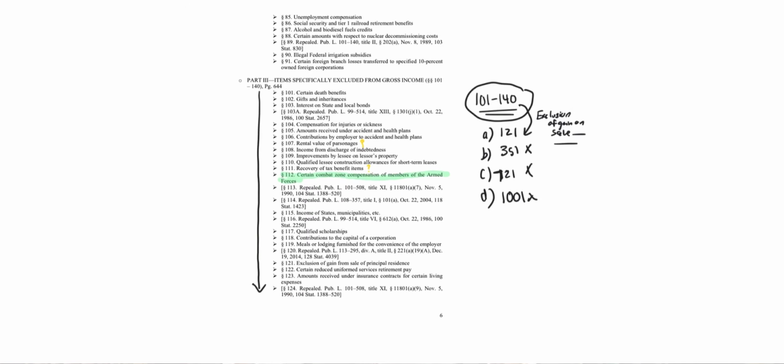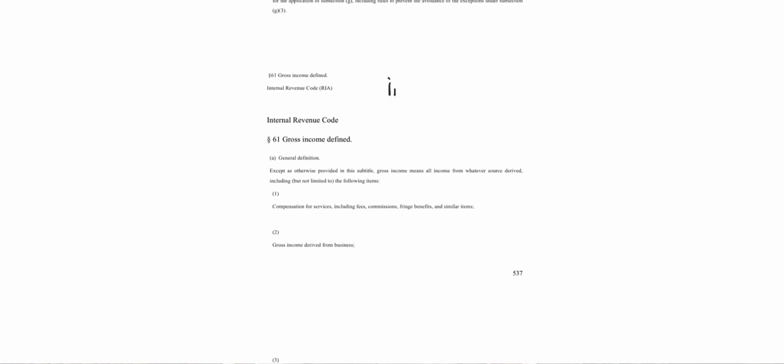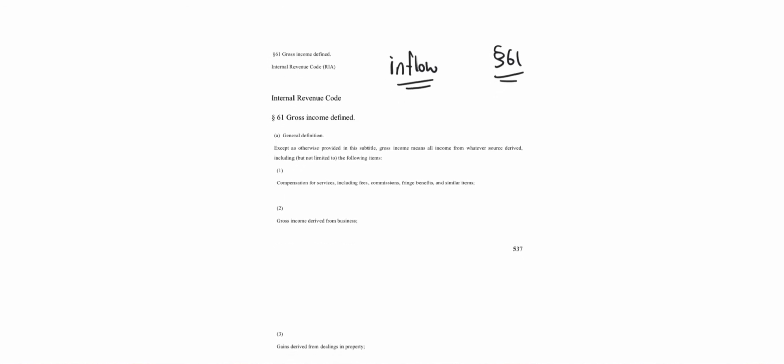Okay, so now let's go look at our code sections. And I'm actually going to start with section 61 because remember, that's where you start whenever you have gross income. So let's go look at that. So we know that it's an inflow. And if you weren't familiar with the structure of the tax law, you would see, hey, gross income. So is it income? Gross income means all income from whatever source derived, including but not limited to the following items. Compensation for services. Gives that as an example.